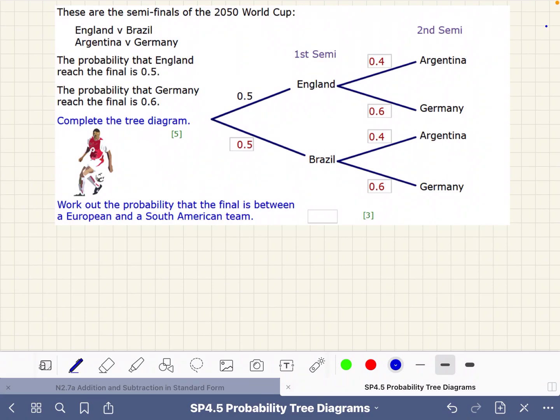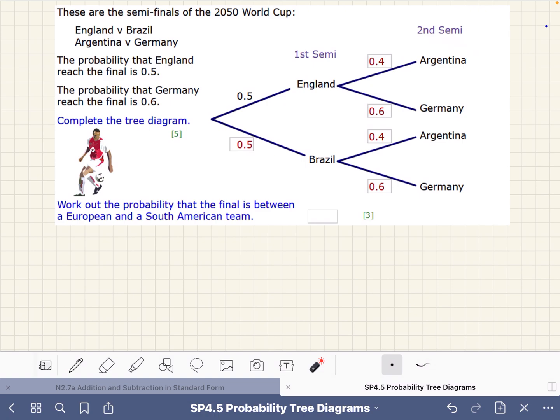In this video, we are starting to look at probability tree diagrams. In front of us, we have a completed probability tree diagram, and it represents the information of the semi-finals of the 2050 World Cup, where we have England versus Brazil in one semi-final, which can be seen here, and Germany versus Argentina in the other semi-final.